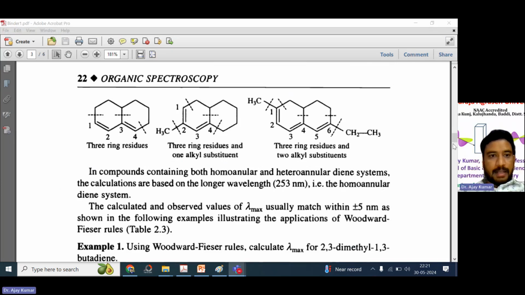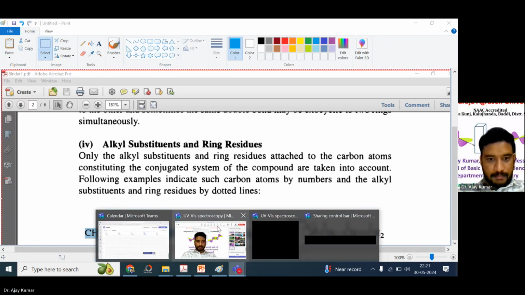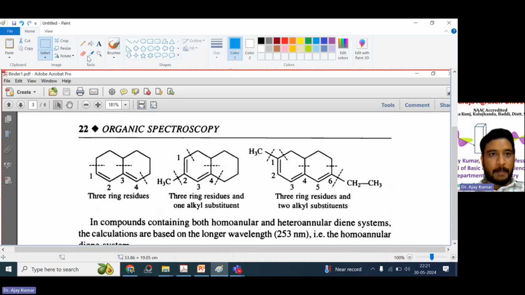Here are some examples, so three ring residues. Here are some examples of how to identify the ring residue. So here there are three ring residues. How have we identified these? Because double bond, single bond, and again double bond. So this is the part of our conjugation.